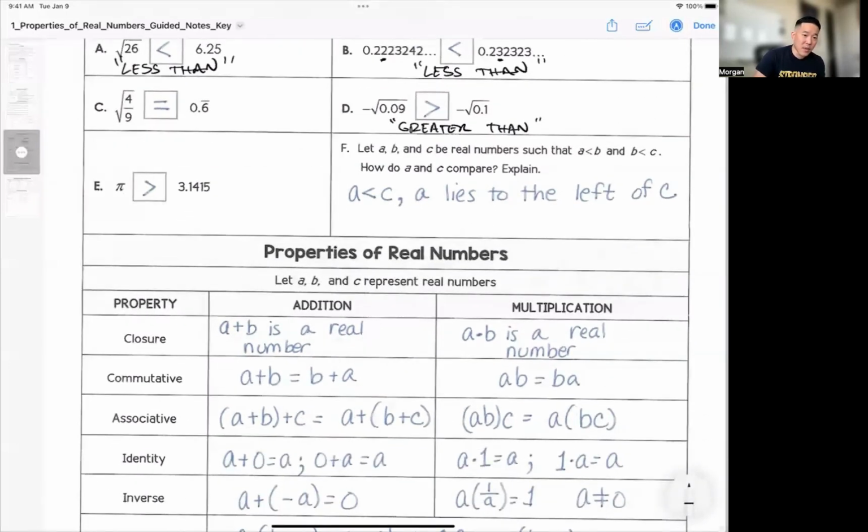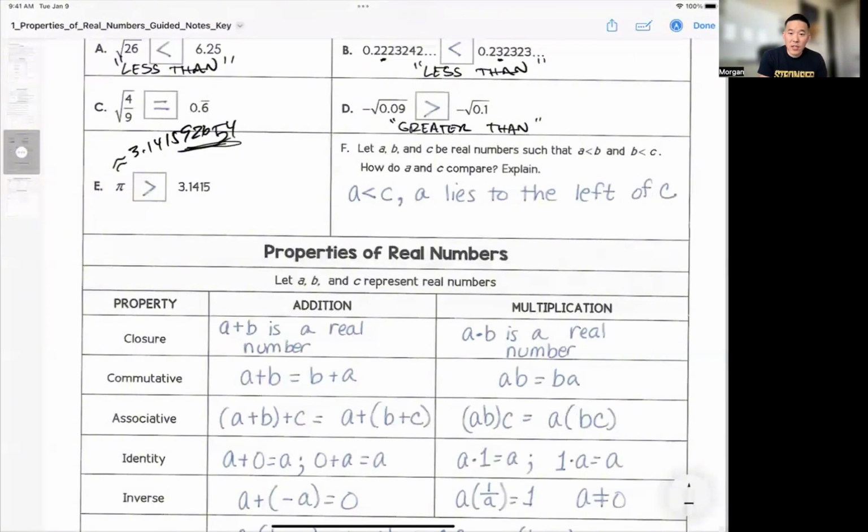The next one's kind of tricky, but because we have a terminating decimal, if you look at pi, this is about 3.141592654, right? This guy actually has more stuff, right? So because it has more stuff, pi is greater than 3.1415, right?